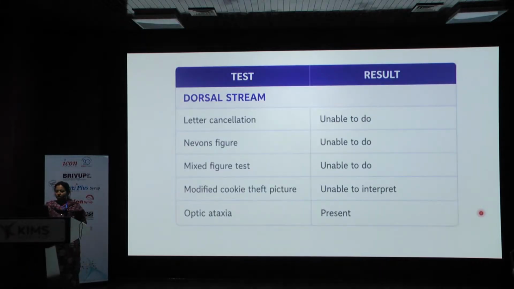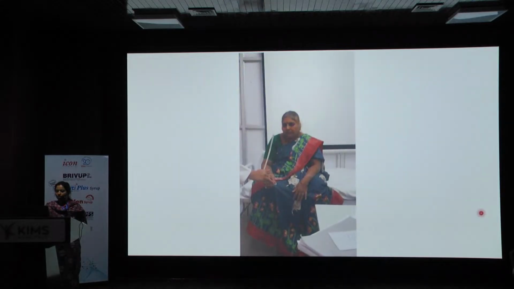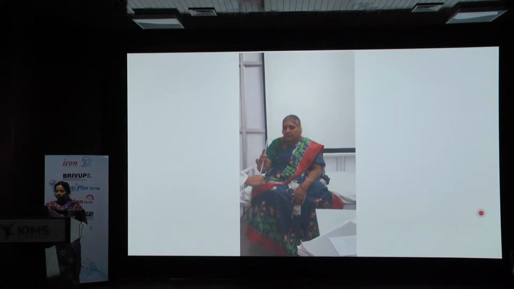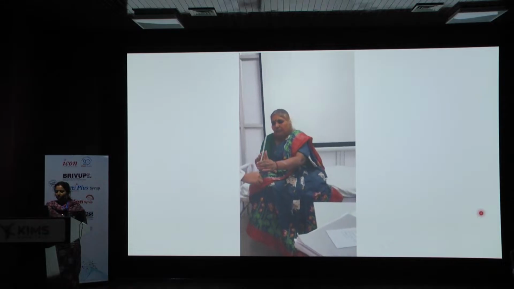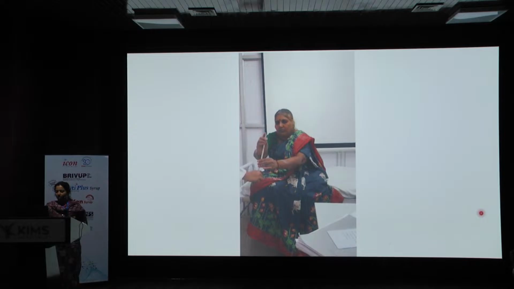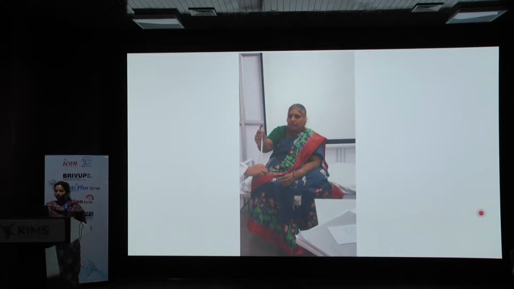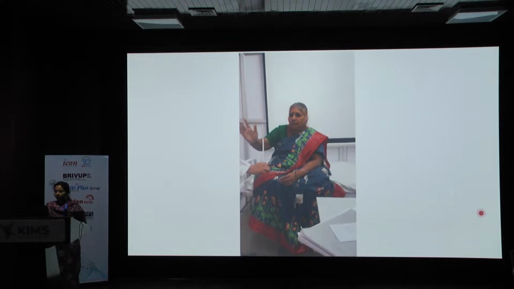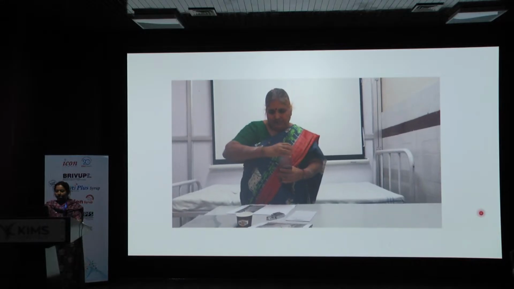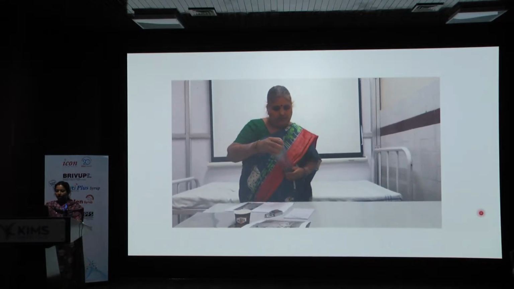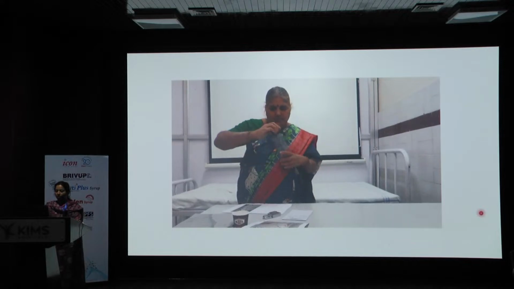And dorsal stream also, there were gross difficulties. She had even optic ataxia. I will show a few quick ones. We asked her to touch the tip of the hammer. And when we asked her to open the bottle cap, she was able to do it. So we just inverted the bottle and asked her to do it. Then after touching the cap, she was able to hold it.